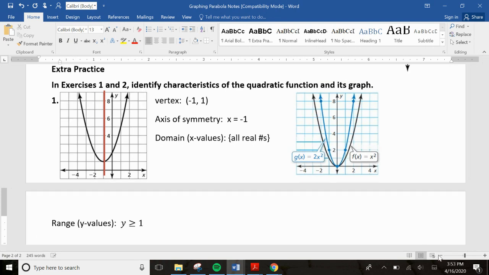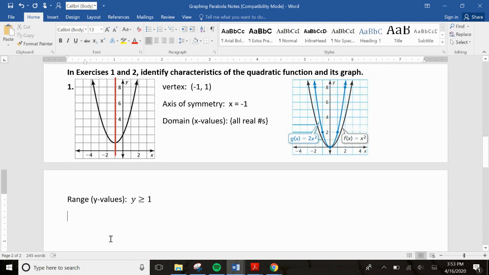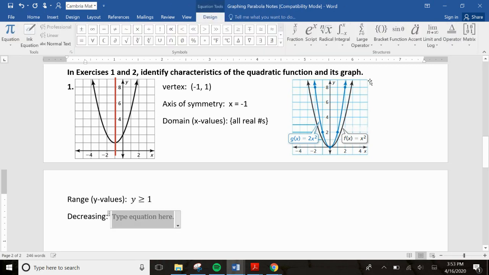Now, let's talk about when the graph is decreasing. So here I can see, remember, you read graphs from left to right. As I'm reading this from left to right, I'm seeing it's decreasing, decreasing, decreasing, decreasing, vertex, increasing, increasing, increasing, increasing, increasing. So if I just want to deal with the decreasing side, I'm over here, right? And I want to talk about the x values when this parabola is decreasing. So I can see that when x is negative, I'm looking at my x-axis, when x is negative up until we get to -1, this graph is decreasing. So we can say that the graph decreases when x is less than -1.